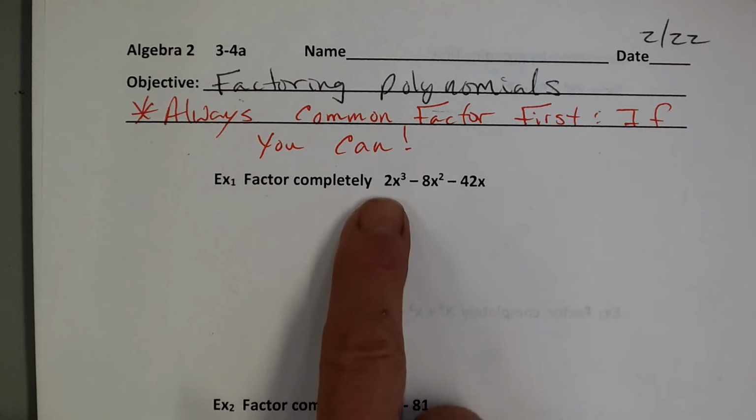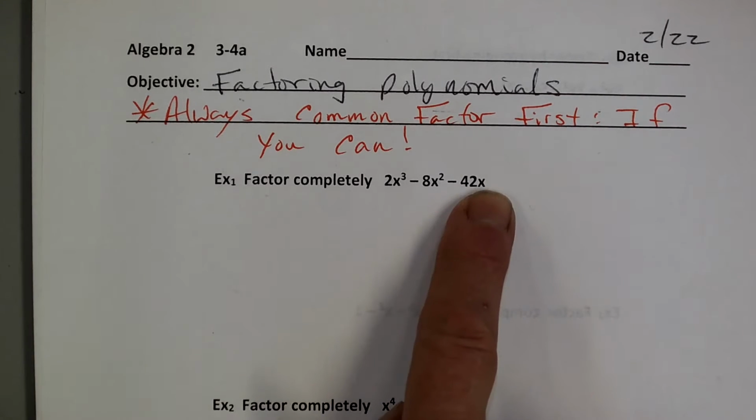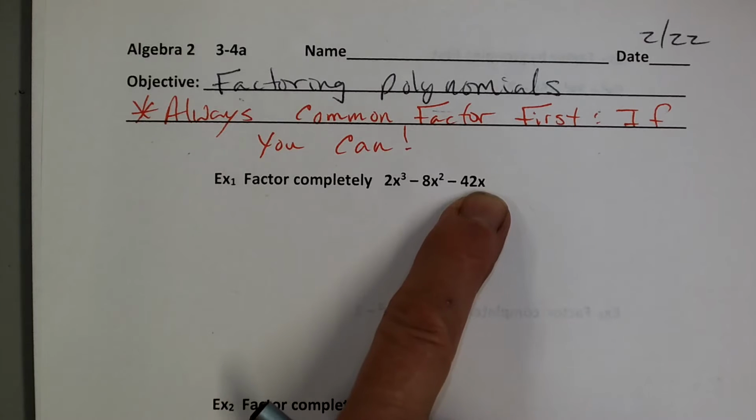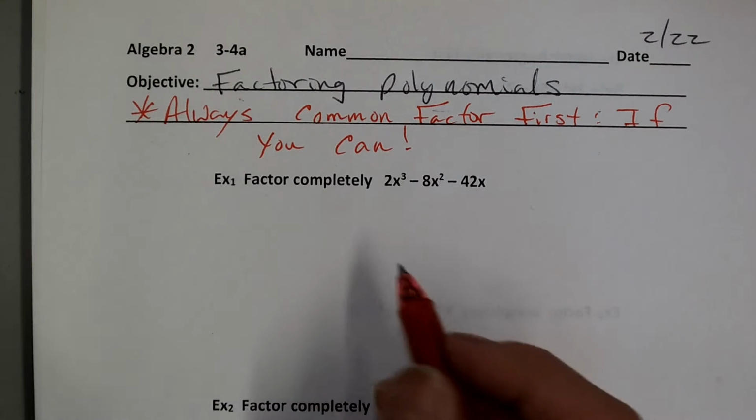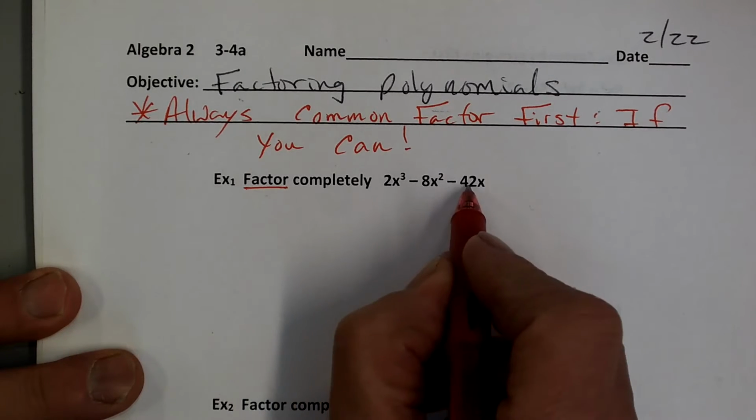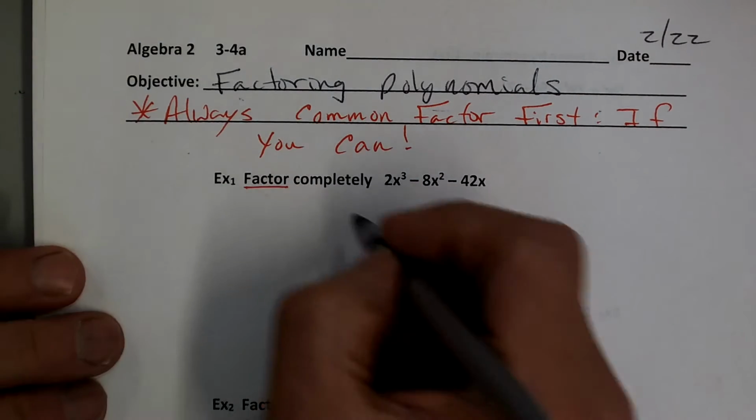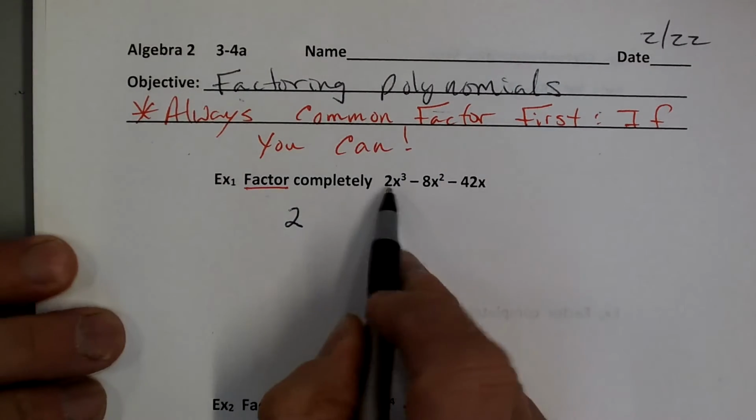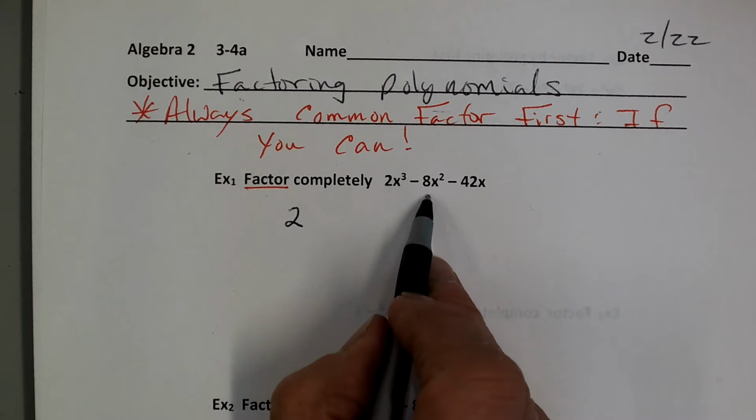So in example 1, it looks like 2x cubed, 8x squared, 42x. The first thing I'll do is just get rid of some numbers. If I can common factor, I will. What I see is they all have a multiple of 2, right? So I can factor out a 2 first. I'm going to take a 2 out of all 3 of these, because 2 divides into there, 2 divides into there, 2 divides into there, right?